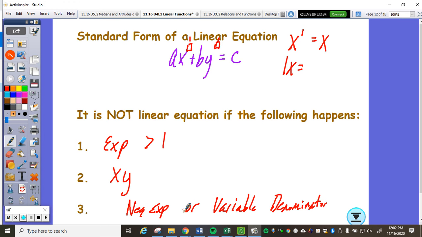Now I put this on the same line for a reason. Because if I have x to the negative 3, well, we're going to learn later on in this unit that that's the same thing as 1 over x to the positive 3. Okay? But that's why I put both of them here, because both of them are the same thing. In this case, I have a negative exponent that disqualifies it from being a linear equation. And here I have the variable in the denominator that also disqualifies it from being a linear equation.